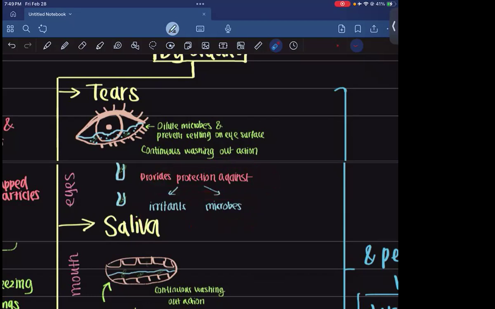Now the eyes can also directly provide a pathway to enter your internal body, right? So you should have an external defense to prevent that entry. For that there are secretions. What is the secretion present? You will be having tears. What are the tears going to do? They're going to dilute the microbes and prevent them from settling on the eye surface. There will be a continuous washing out action, and therefore they provide protection against irritants and microbes.